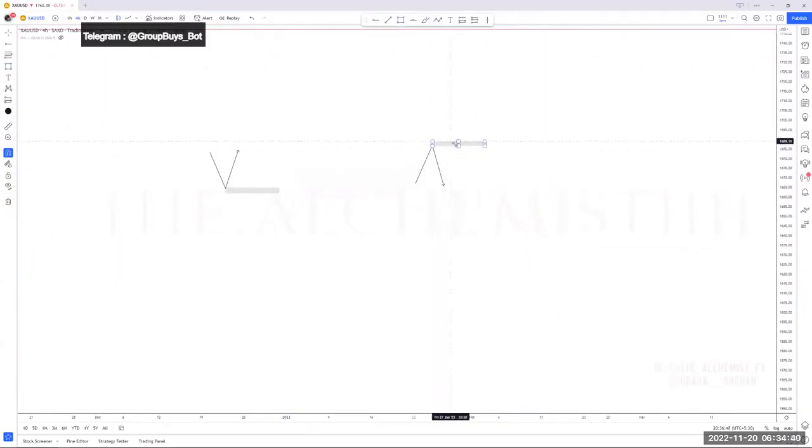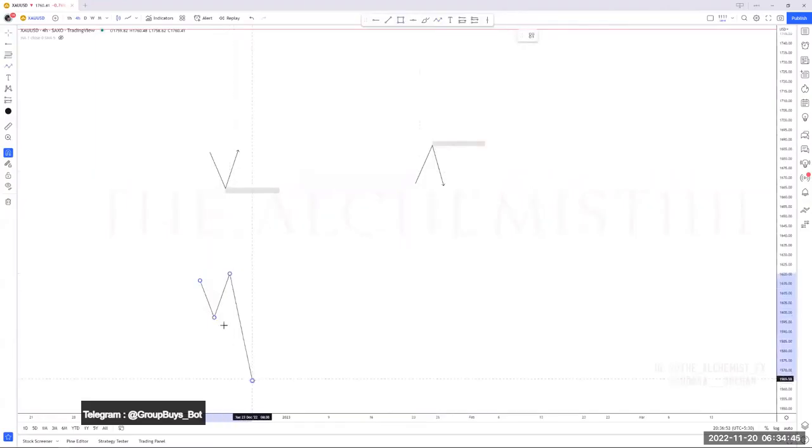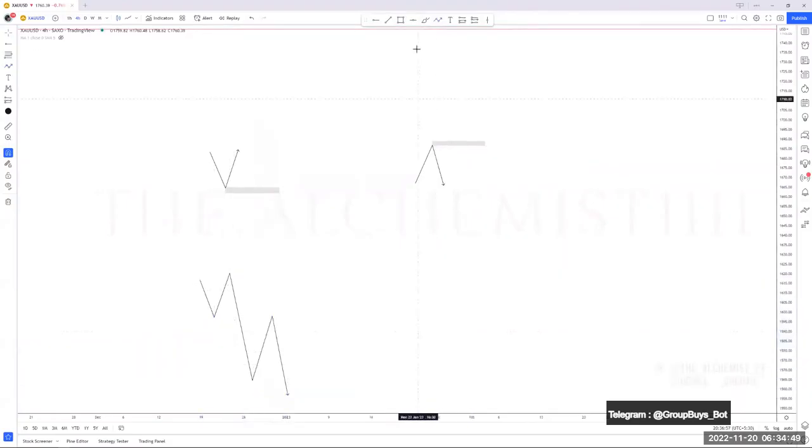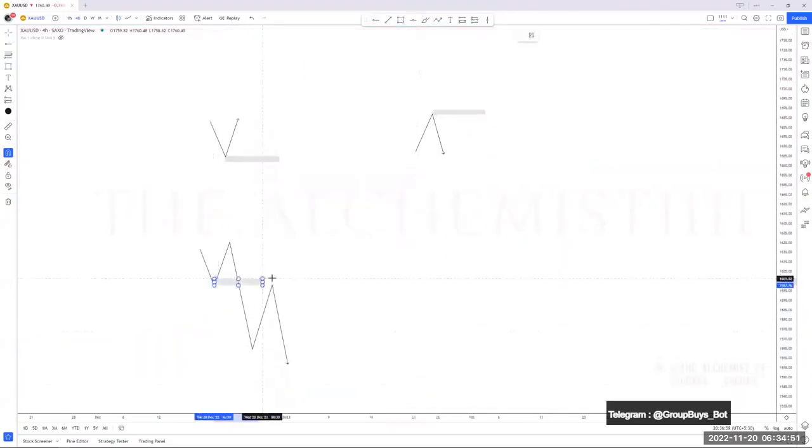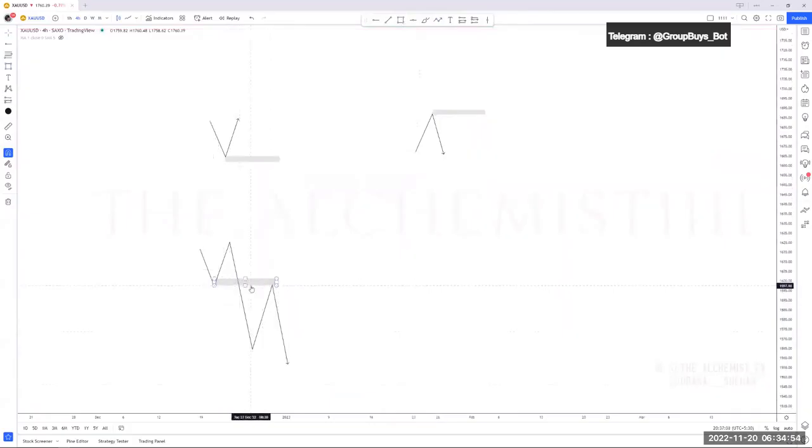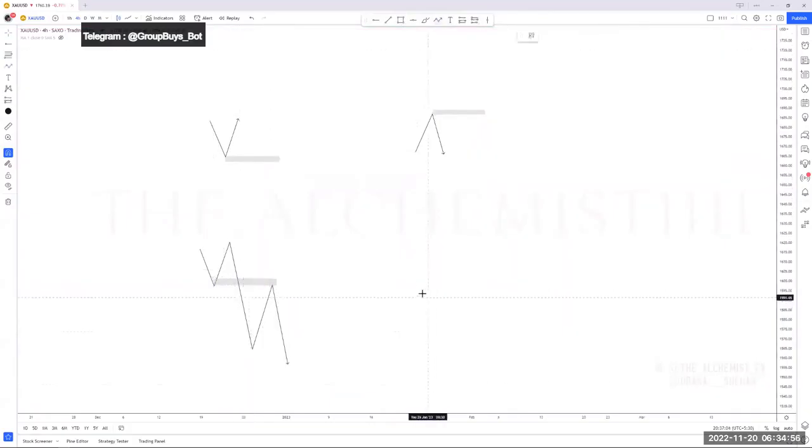Okay, this right here will be a resistance, and same thing, if a support breaks, if it breaks like this, then it turns into a resistance. So we call this right here the SPR, or support broken, it turns into resistance. There is a flip zone, and same thing in here.